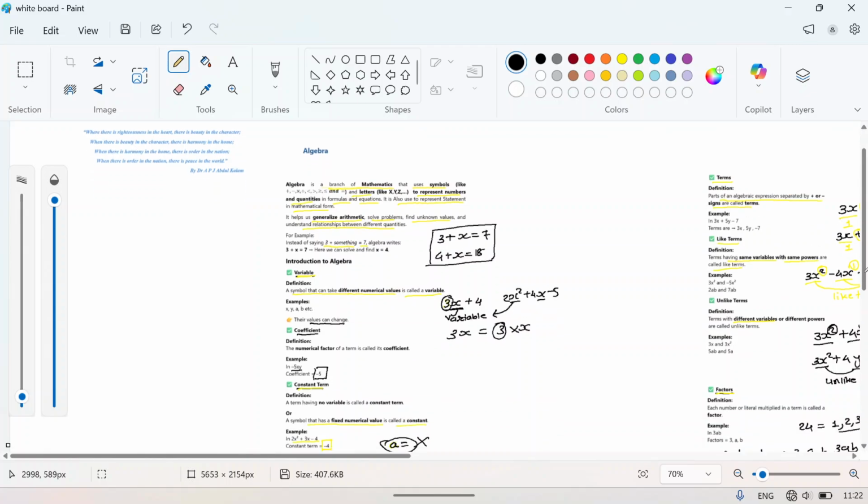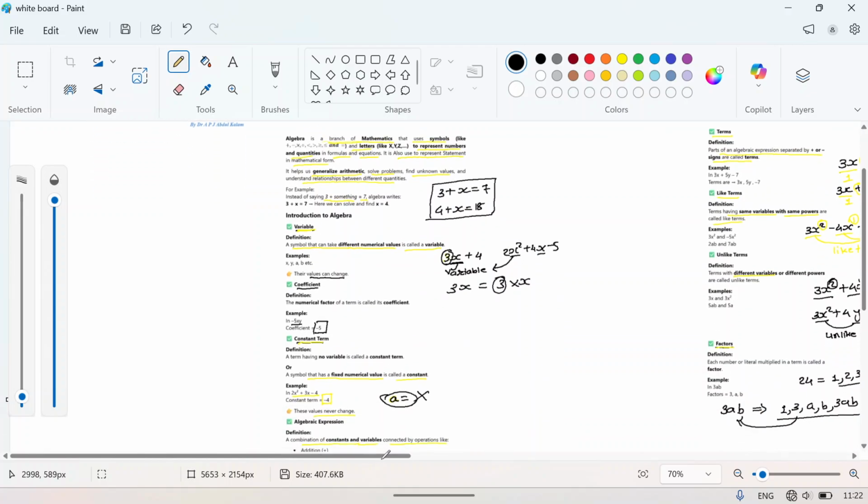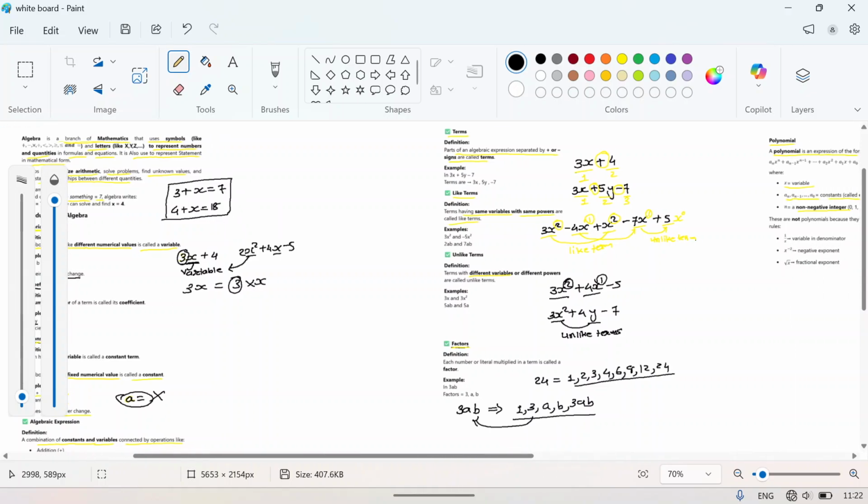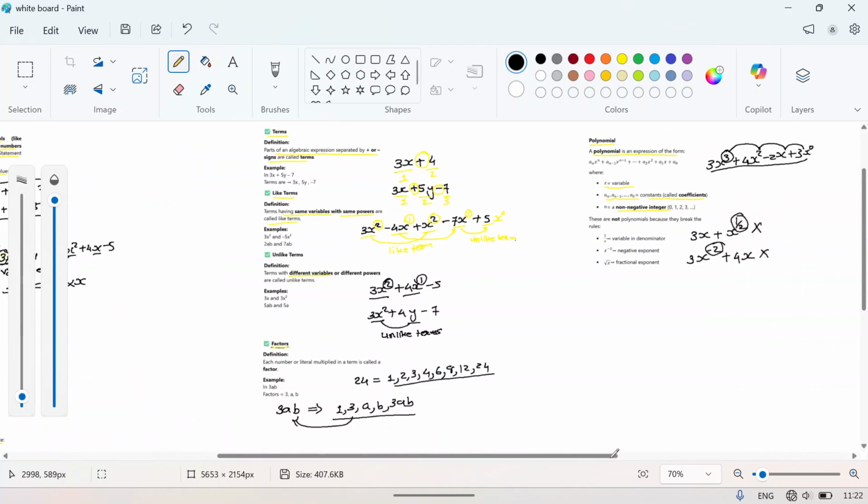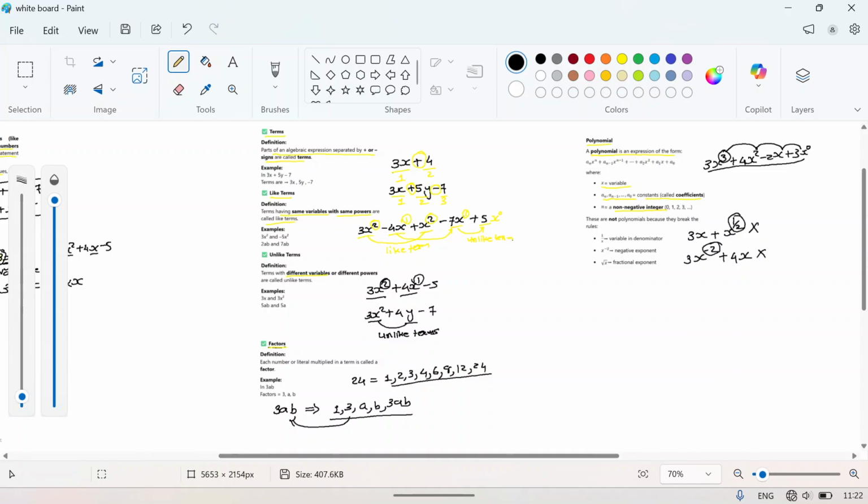In the next session we are going to solve some problems based on algebraic expressions and factorization of algebraic expressions. After that we are going to start our first chapter, polynomials, and learn some basic terminology related to polynomials.